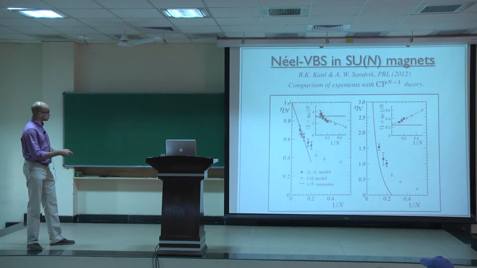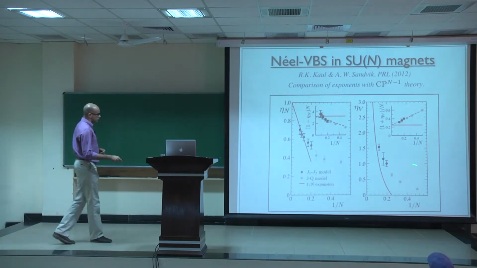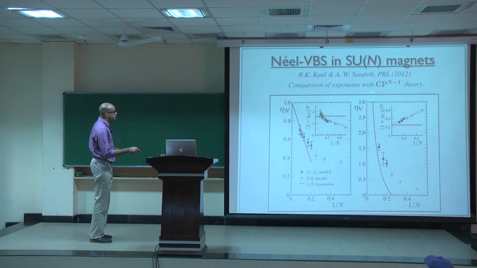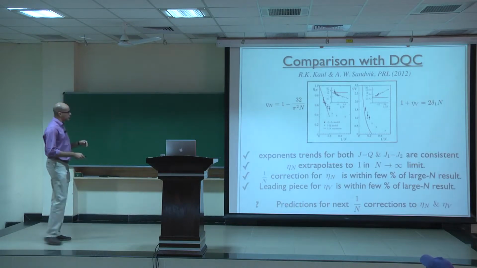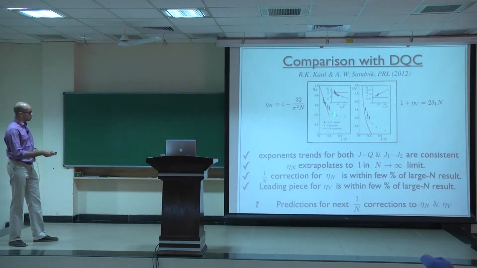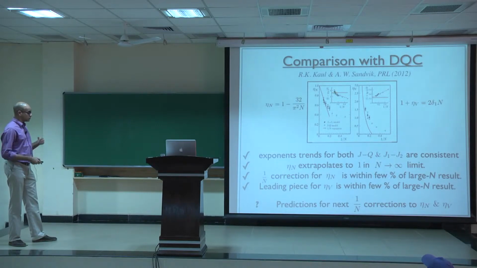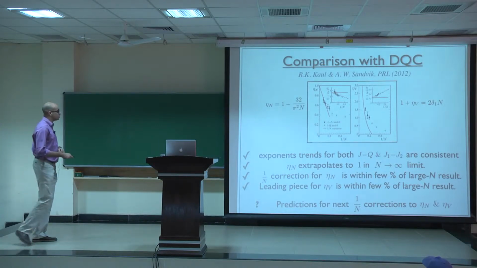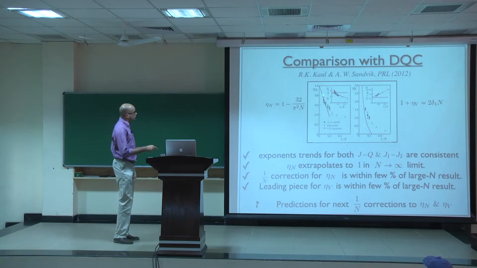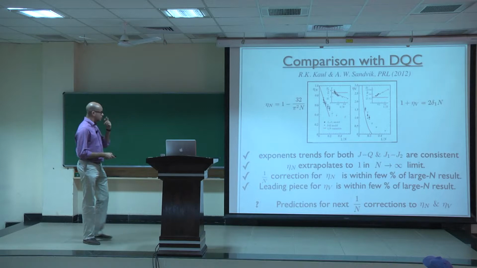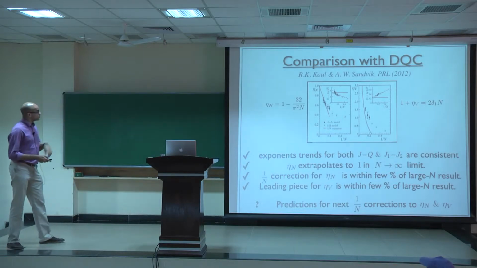It appears that this exponent seems consistent with 1. And it's also consistent that this VBS scaling dimension becomes infinite. And even the way that they go to 1 and the way that it goes to infinity is quantitatively consistent with the large n result. Okay, so we've even actually predicted what the 1 over n squared corrections would be if somebody would actually go and compute them. And I think such computations are underway.